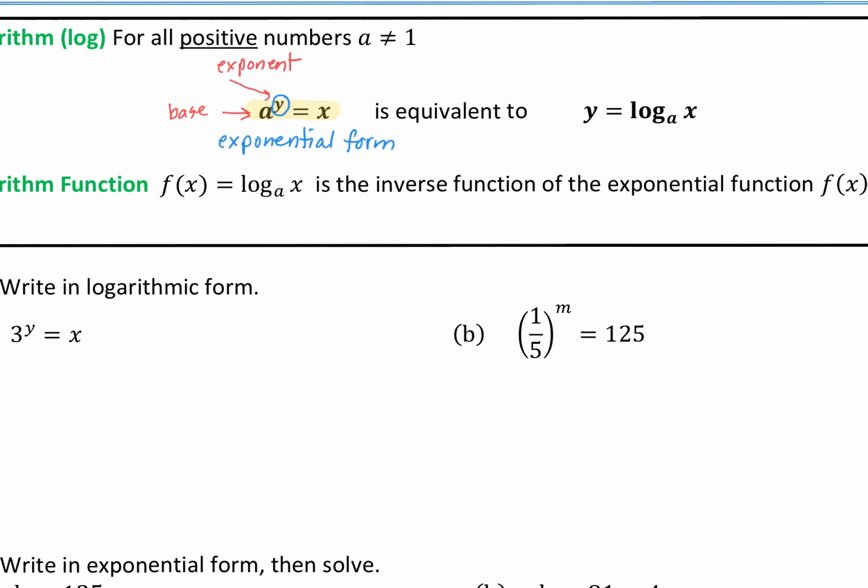And what the log function allows us to do is take that exponent and get it by itself on one side of the equal sign. So we're solving for the exponent. The base is still going to be the same. So we got the exponent by itself, and it's now equal to this new function called log. And we read this as log base a of x. And here we call x the argument for the function.